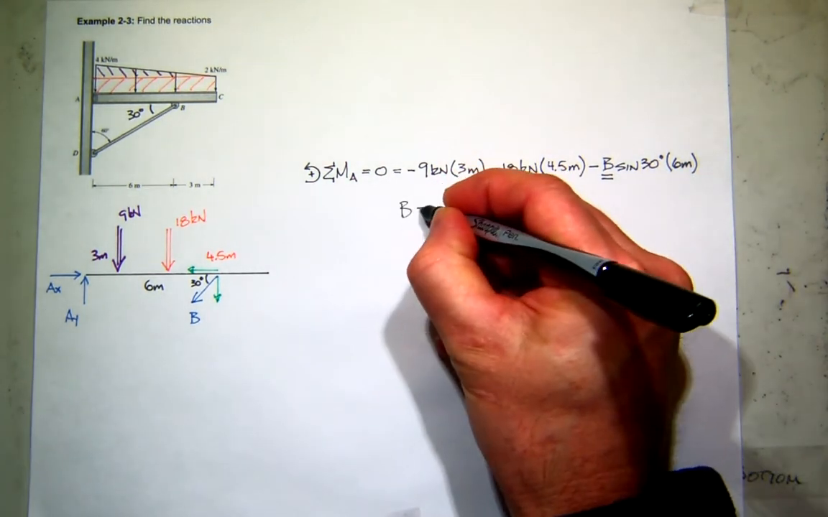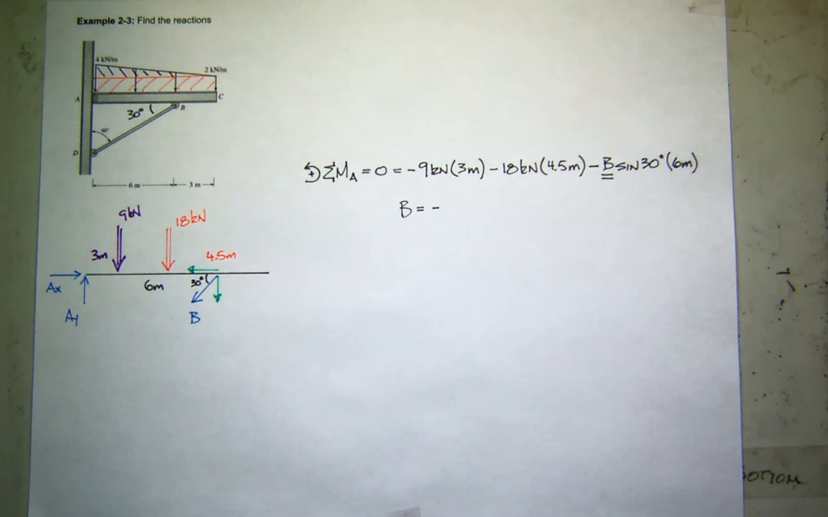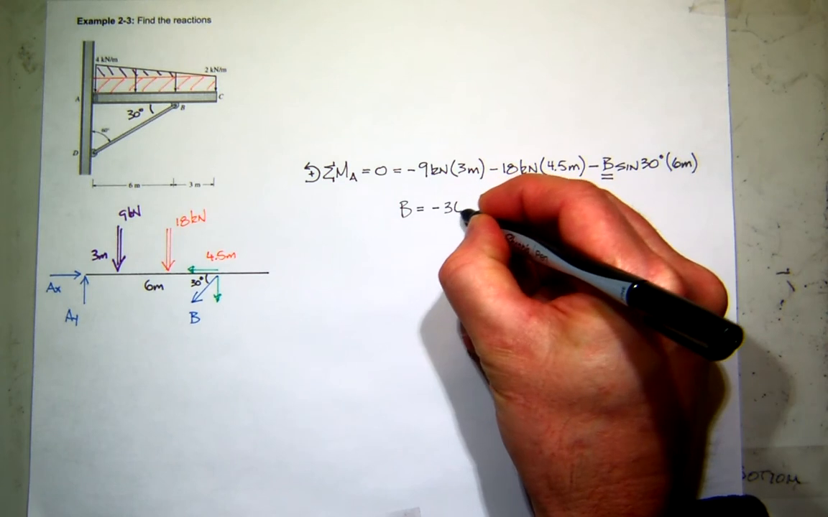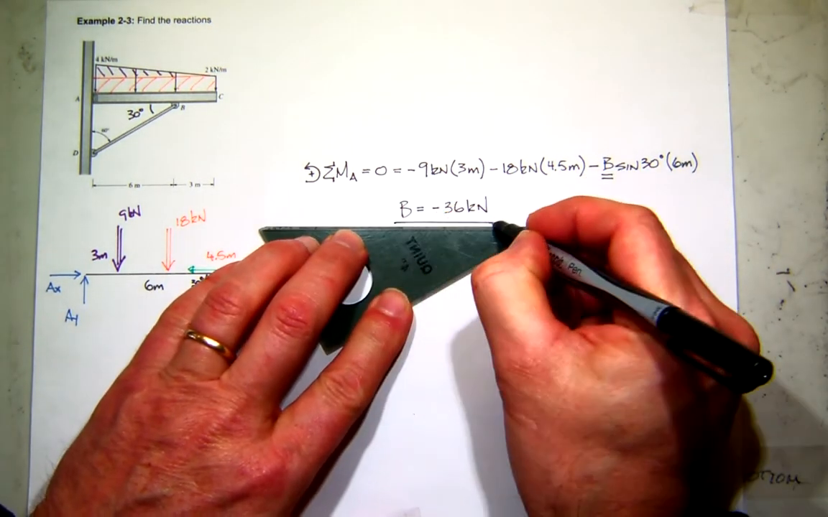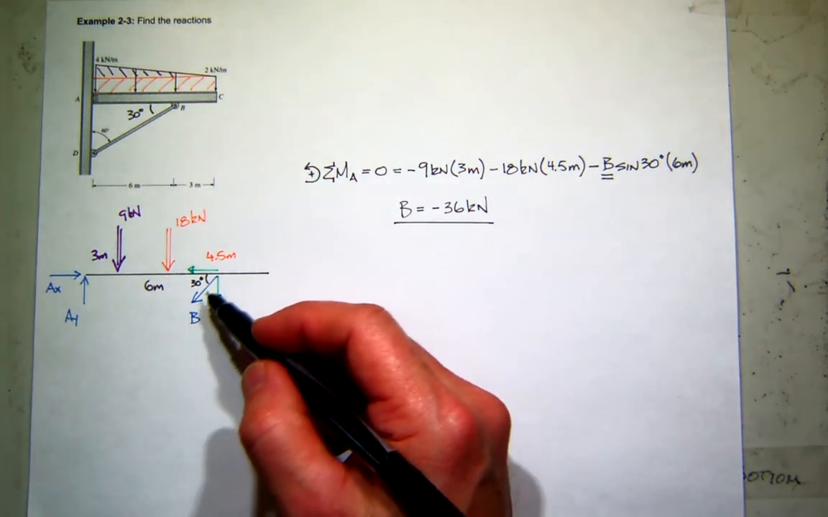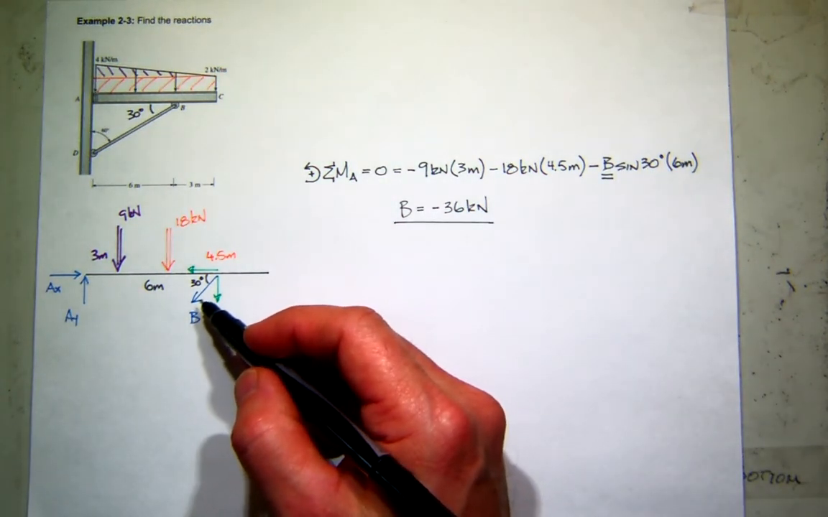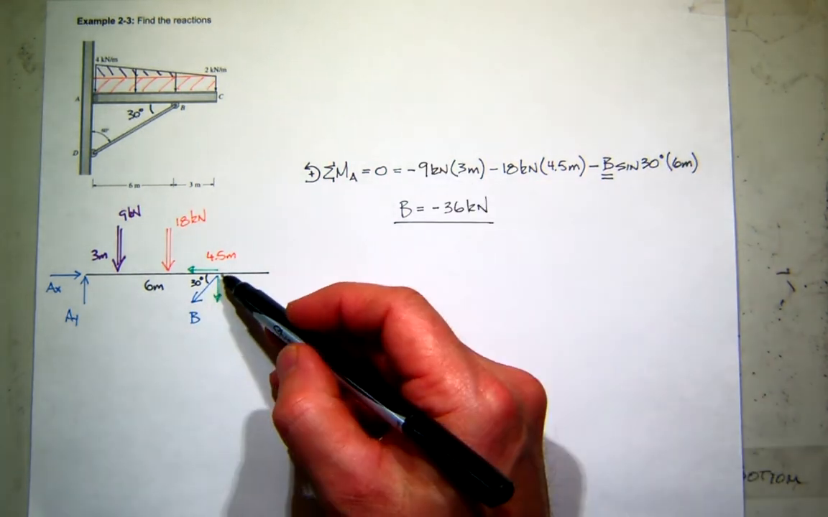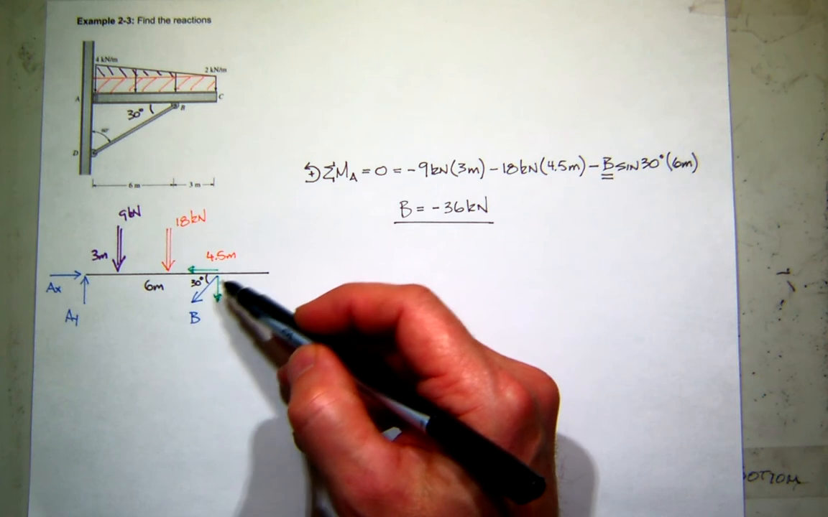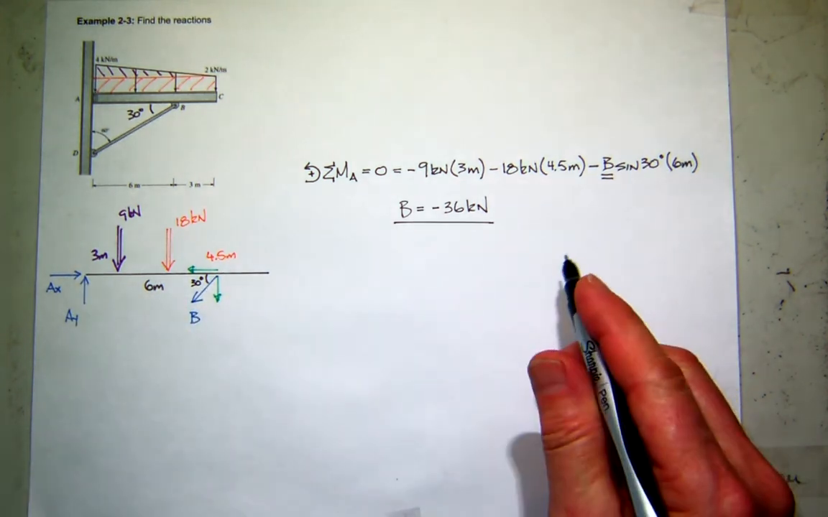It looks like B, the way I've drawn it, is going to come out negative. Anybody know the value? 6 is 36. Anybody else get 36? Yeah. So that'll be 36 kilonewtons, which means B is negative. Do I rush over here and change the direction of B? No, I just leave it alone. When I'm done and I want to interpret my results, I'll notice that this force is not in this direction. It's the opposite. But right now, leave it alone.